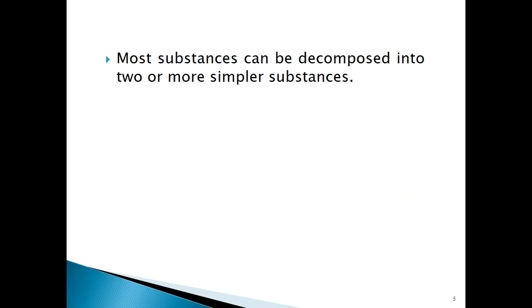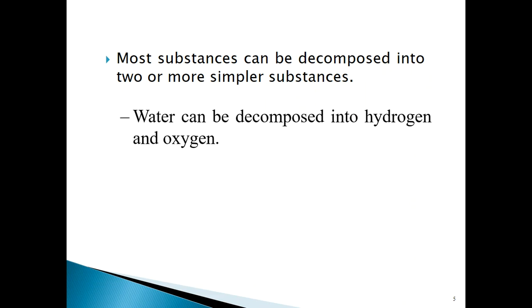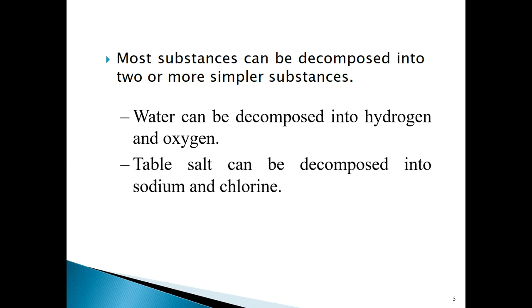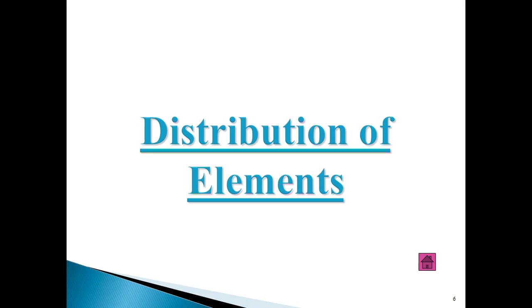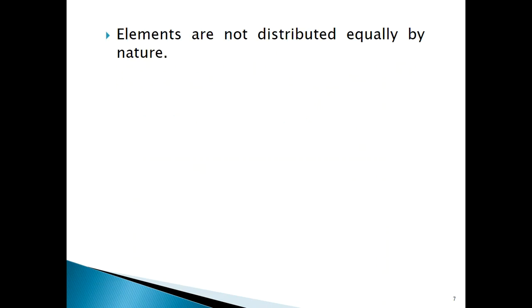Now, most substances can be decomposed into two or more simpler substances, and these substances are known as compounds. For example, a simple example would be water. Water can be decomposed by electrolysis into hydrogen and oxygen. And table salt, which is sodium chloride, can itself be decomposed, again by electrolysis, into sodium and chlorine, right? But those are compounds and not elements, because as we said before, an element cannot be decomposed into simpler substances by chemical means.